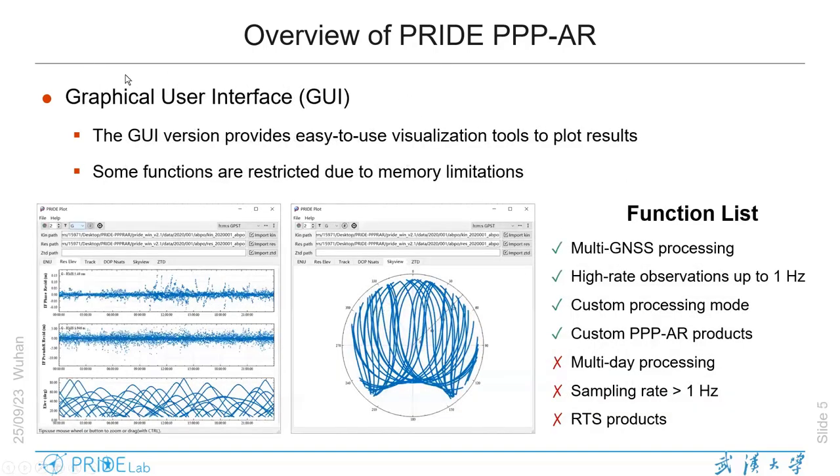Then we go to the graphical user interface, the GUI. Before we go into the details of it, we want to remind our users that in the future, the latest features and the routine maintenance may be only available on our CLI version, including the upcoming new version of PRIDE PPP-AR we plan to release soon, which may be bad news for some users who would only like to use the GUI. We know the GUI version is more welcomed because it is simpler and easier to use.